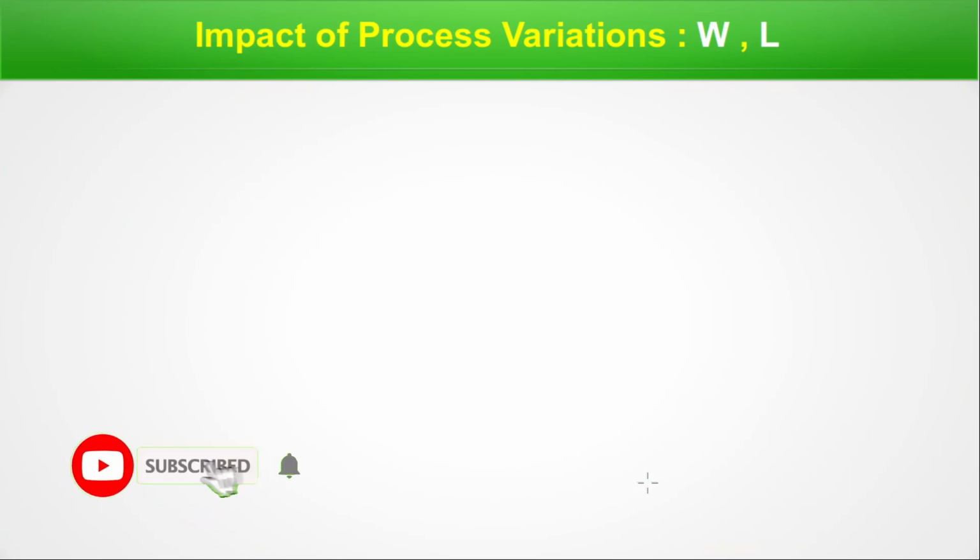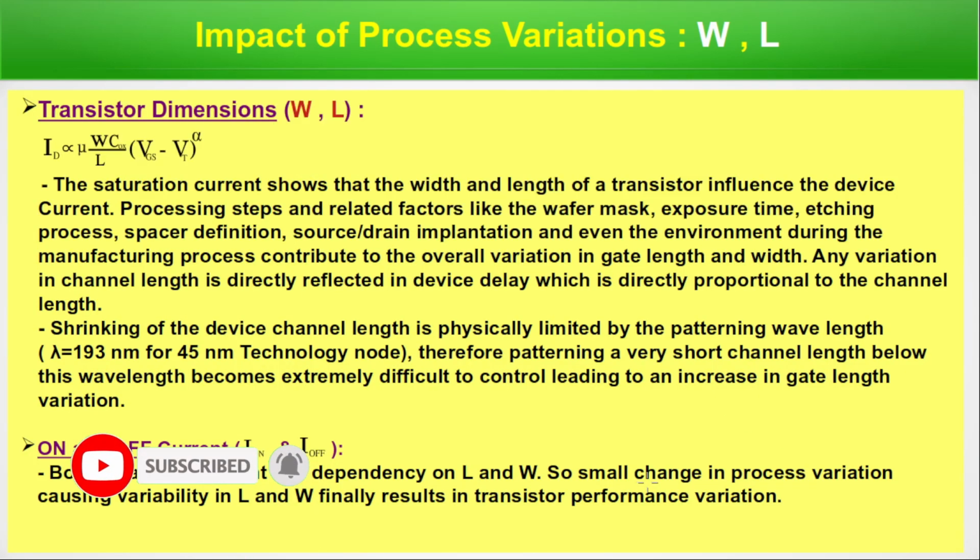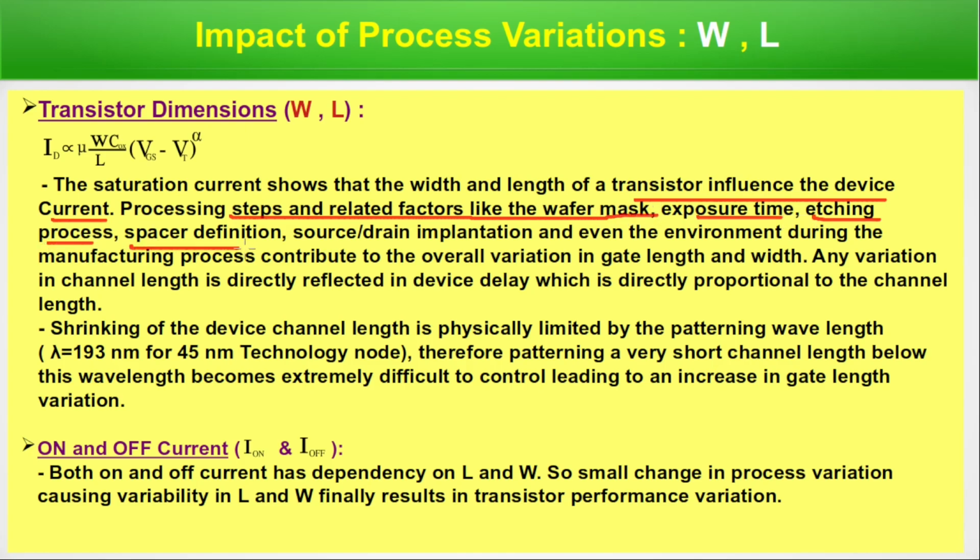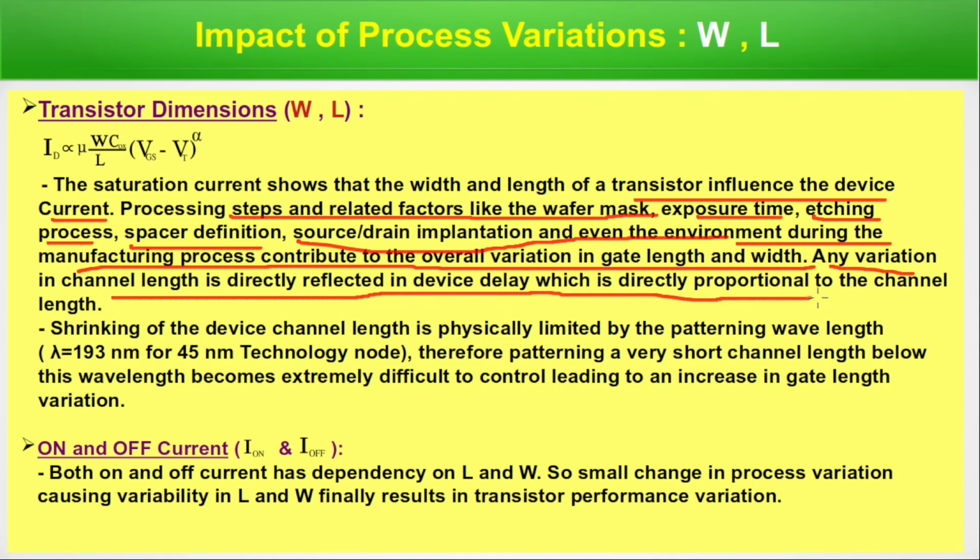The impact of process variations on W and L. Transistor dimensions: the saturation current shows that the width and length of the transistor influence the device current. Processing steps and related factors like the wafer mask, exposure time, etching process, spacer definition, source drain implantation and even the environment during the manufacturing process contribute to the overall variation in gate length and width. Any variation in channel length is directly reflected in device delay, which is directly proportional to the channel length. Here ID is proportional to W and inversely proportional to L.